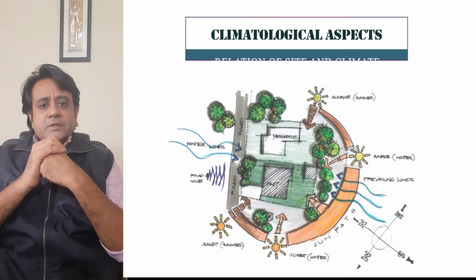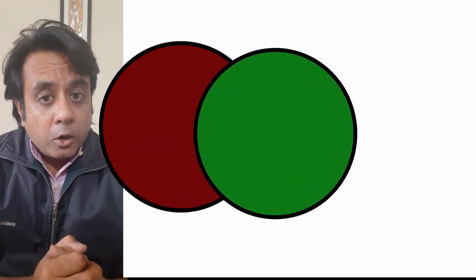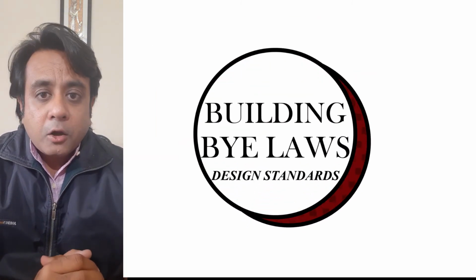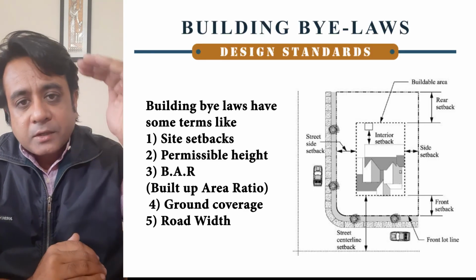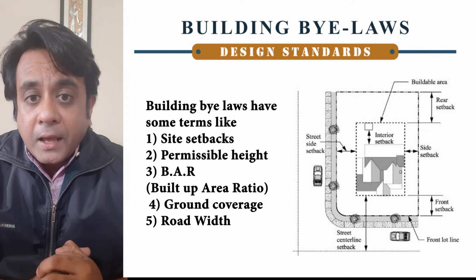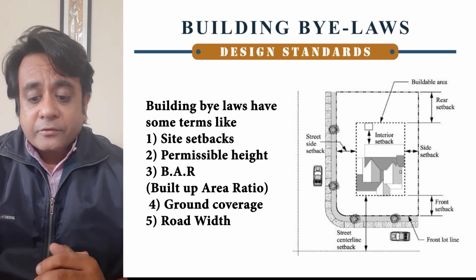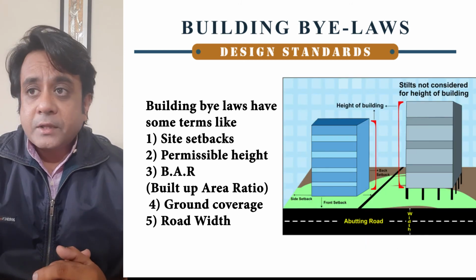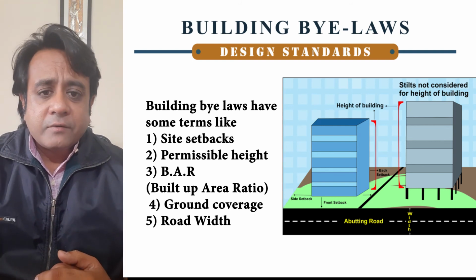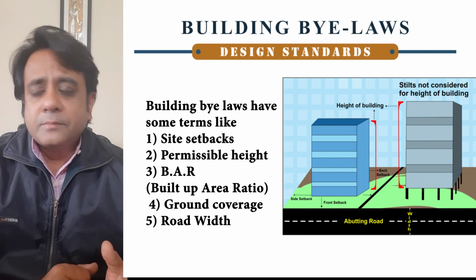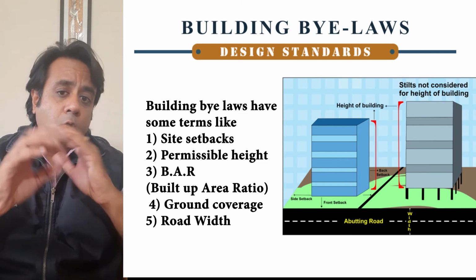After you've studied all these things, you need to understand that there are bylaws of each place. So when you have bylaws, they talk about the front setback, rear setback, side setbacks, the permissible height that you're going to get. You have something called BAR, which is built up area ratio. You have something like ground coverage. You have something like total built up area. And then you have different definitions for different projects, like something for resorts, something for hotels, something for commercial, something for residential.